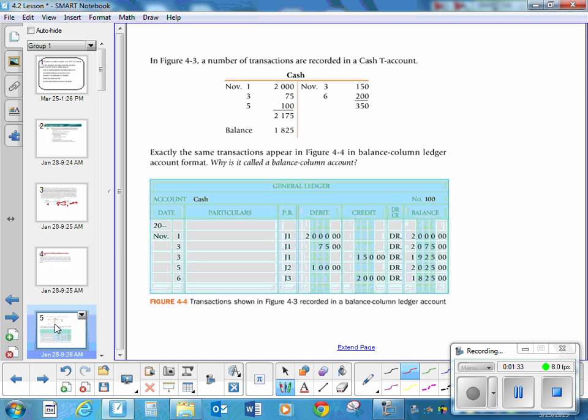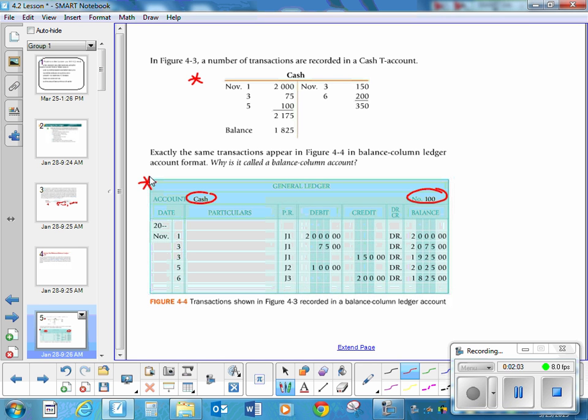This is what a ledger would look like. Up until a couple sections ago, we always used T accounts. So what I'm going to show you is what our T account would look like and what our ledger is going to look like. Each account has its own ledger, and this one's called cash. And we want to give every account a number so that we can easily keep track and find information.